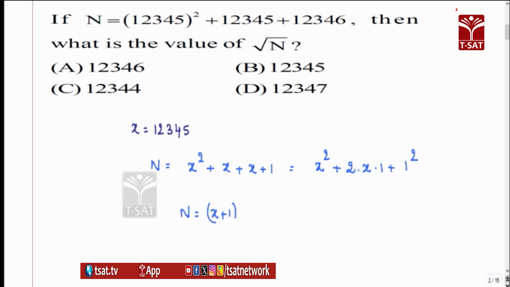Now what is being asked in the question? He is asking you the root of n. You get x plus 1 here. Now what is x? 12345 is x. Then what is 12345 plus 1? It's 12346. So if you know the formula (a plus b) whole square and how to apply it, then by looking at it you can say it is actually in the form of (x plus 1) whole square. Therefore your answer is x plus 1, where your x is 12345.